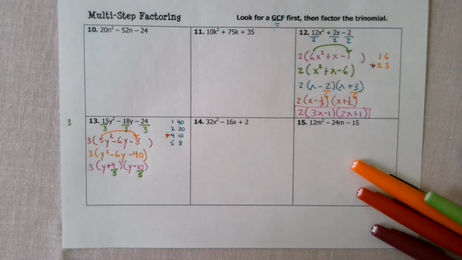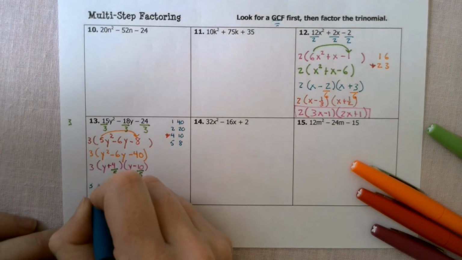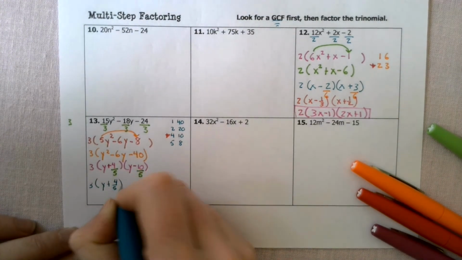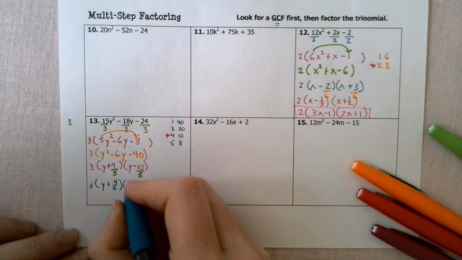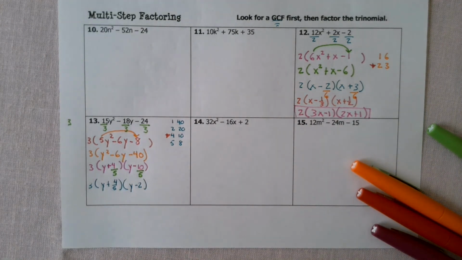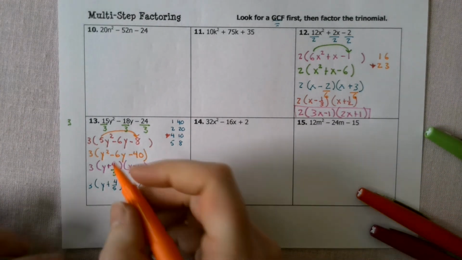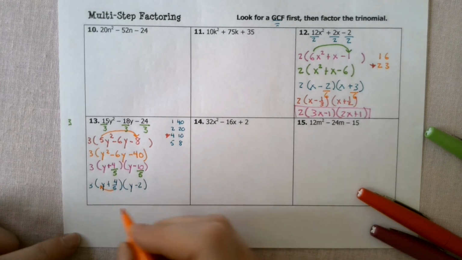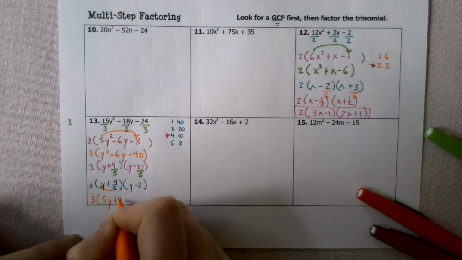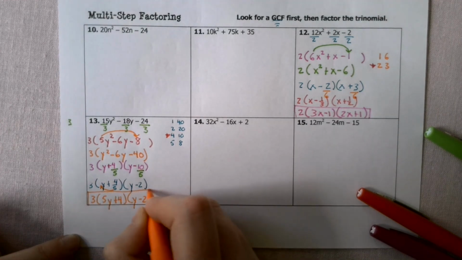We need to reduce our fractions. Don't forget to bring down that 3. 4 over 5 does not reduce, so we're just going to leave that for now. And then 10 divided by 5 will give us 2. Don't forget your signs. And our final step is that we need to slide that denominator in front of our variable. So we're going to have 3 parentheses 5y plus 4 parentheses y minus 2. And that's your answer.